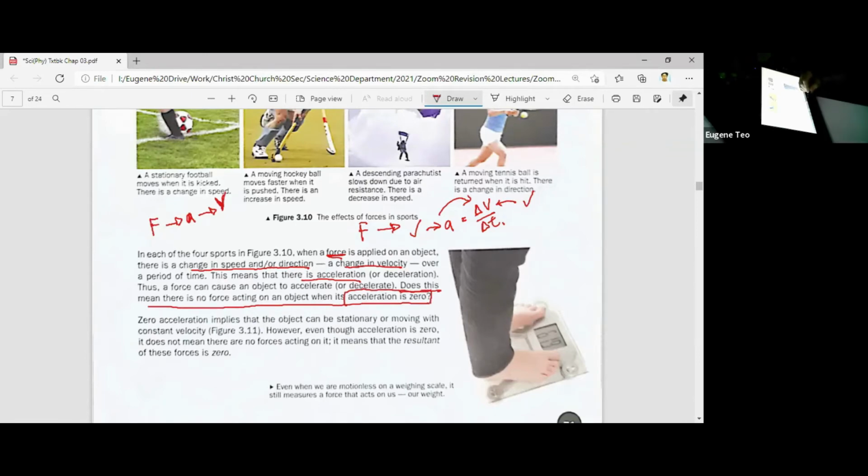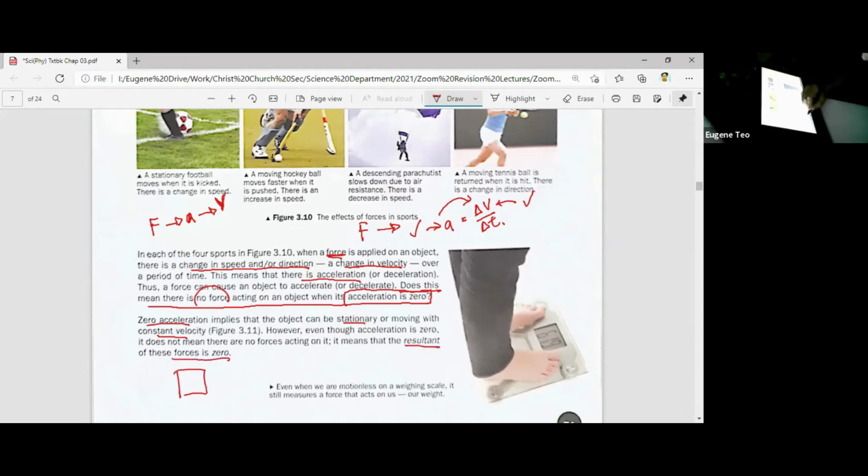Okay, I repeat again. Does it mean that if there's no acceleration, which means that there's no change in velocity, does it mean that there's no force? The answer is no. Zero acceleration just means that the object is stationary or moving at constant velocity. Even though acceleration is 0, it doesn't mean that there's no forces. It just means that the resultant force is 0.